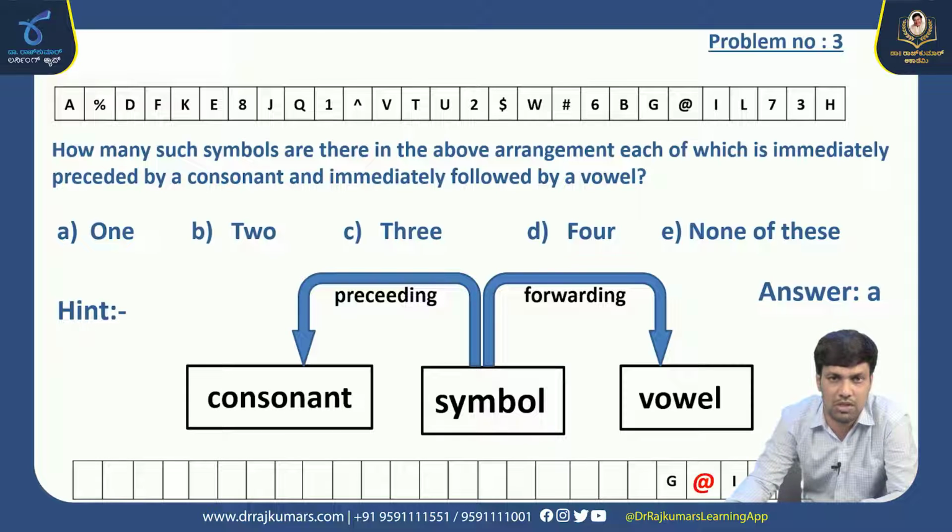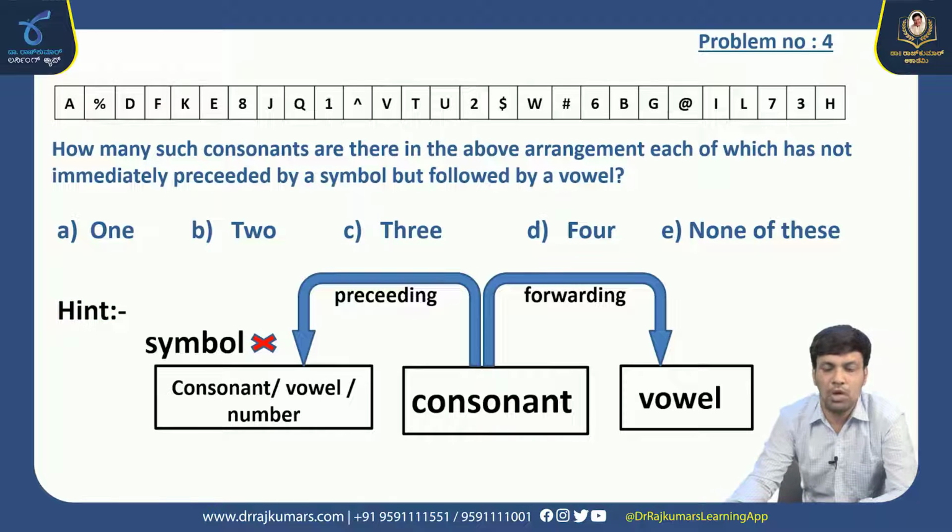So the right answer for this question is option A. Let's move on to our next problem. Problem number 4. How many such consonants are there in the above arrangement, each of which is not immediately preceded by a vowel but followed by a vowel?